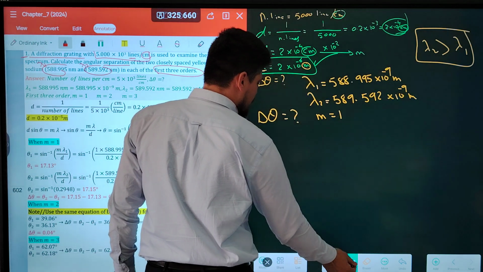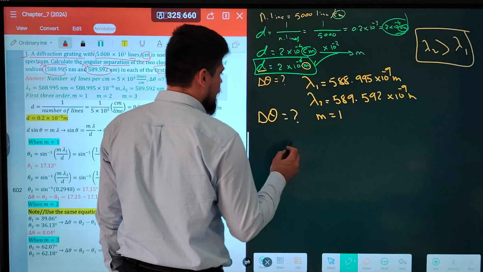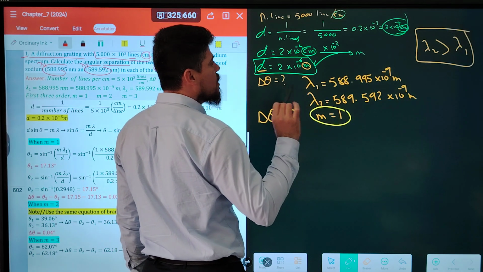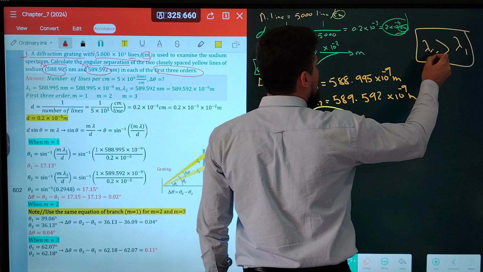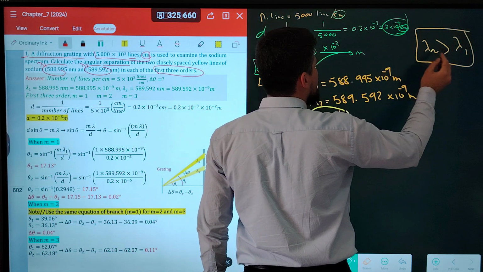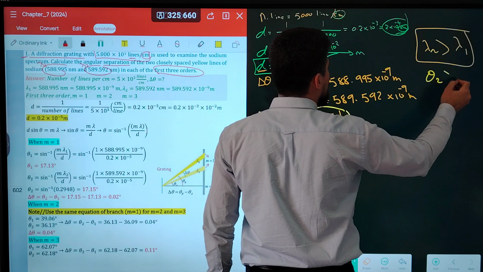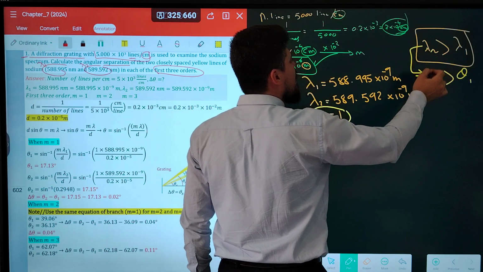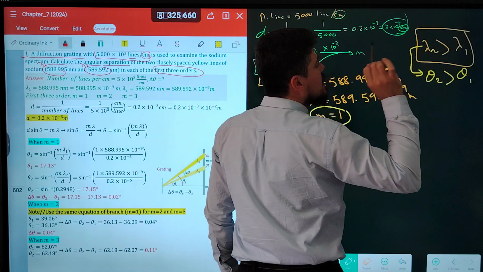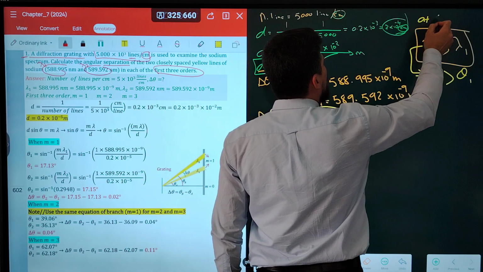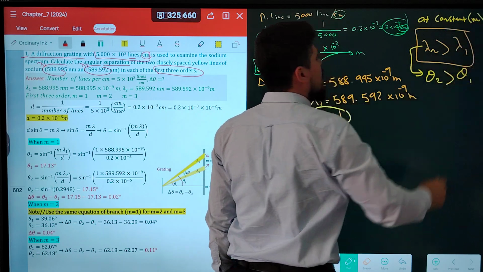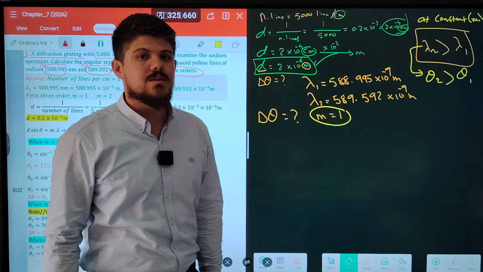Find delta theta when m is equal to 1. Okay, guys, look. At constant m, when the order number is constant, when lambda 2 is bigger than lambda 1, theta 2 is also bigger than theta 1. So what is the relation between wavelength and theta? It is directly proportional, but at constant what? At constant m.